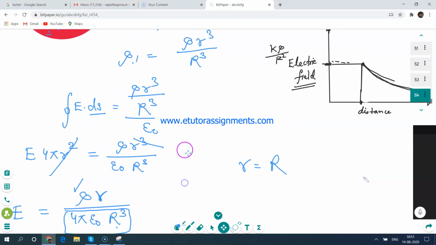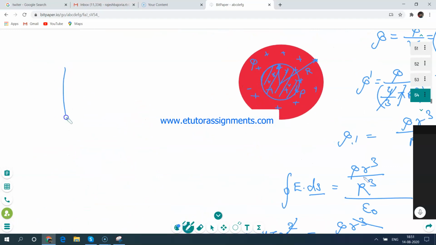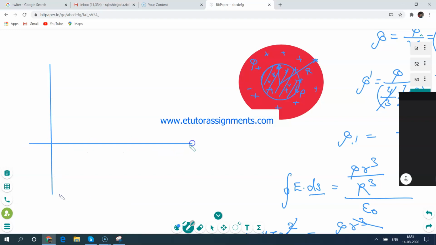See, start from this point. How will you draw the graph? Can you draw it, Anastasia, or shall I draw? Yes, please draw. So first it's going to go like this, and this is going to be point R, and then it's going to go like this.